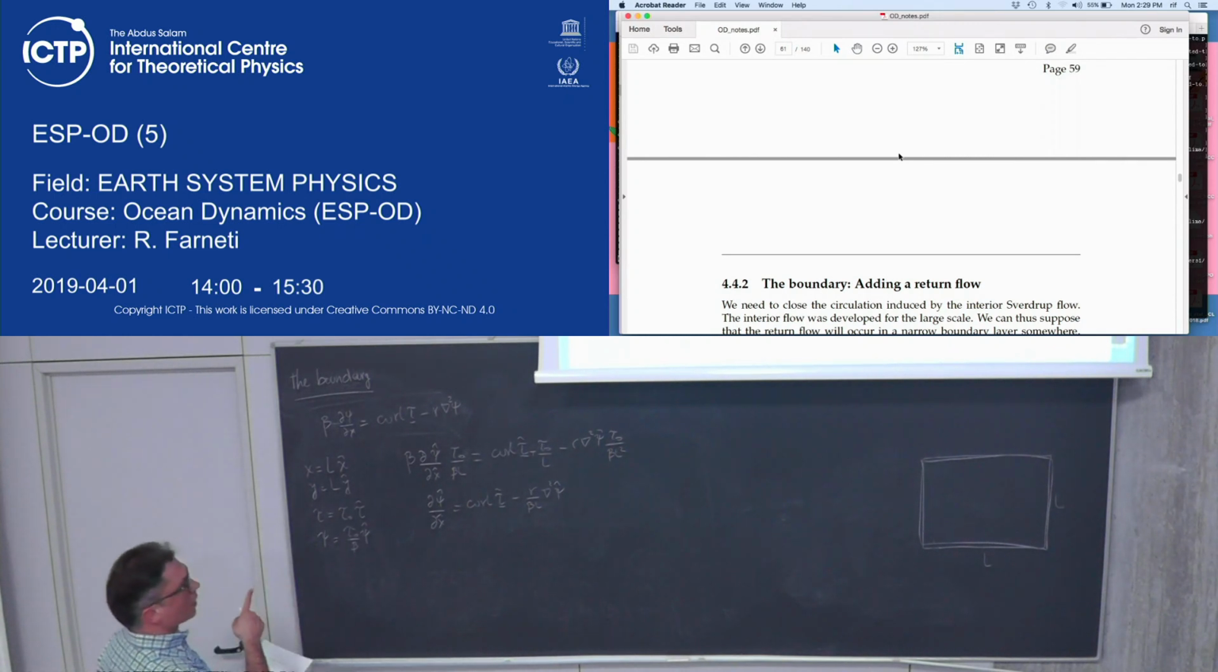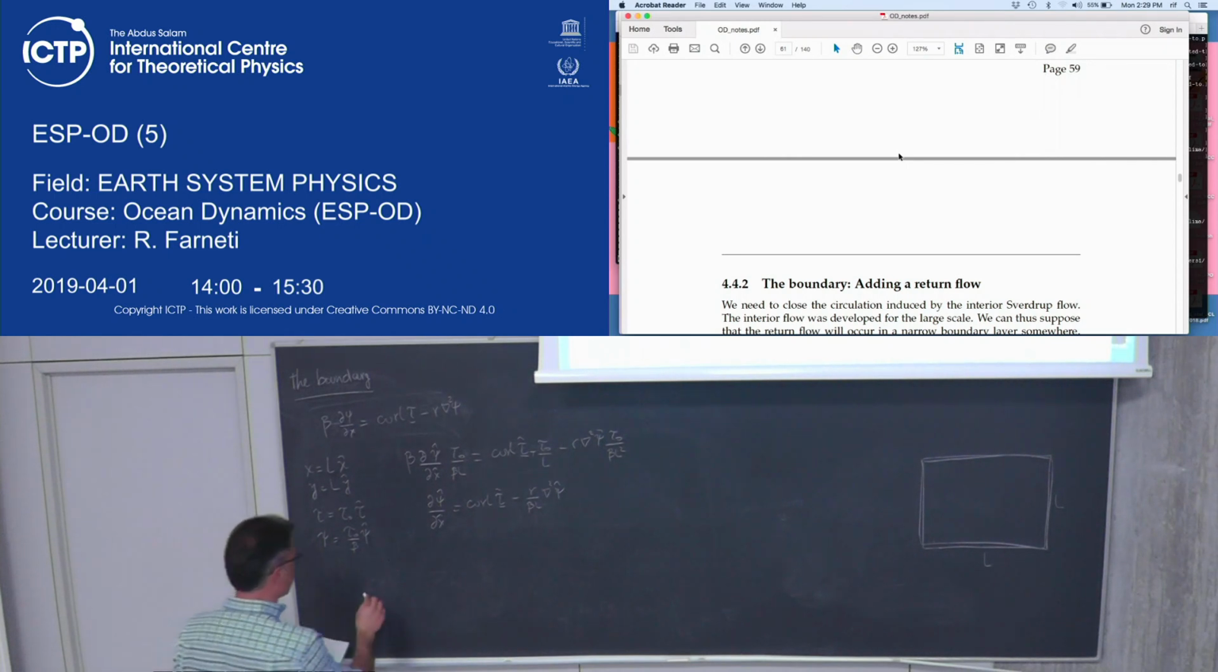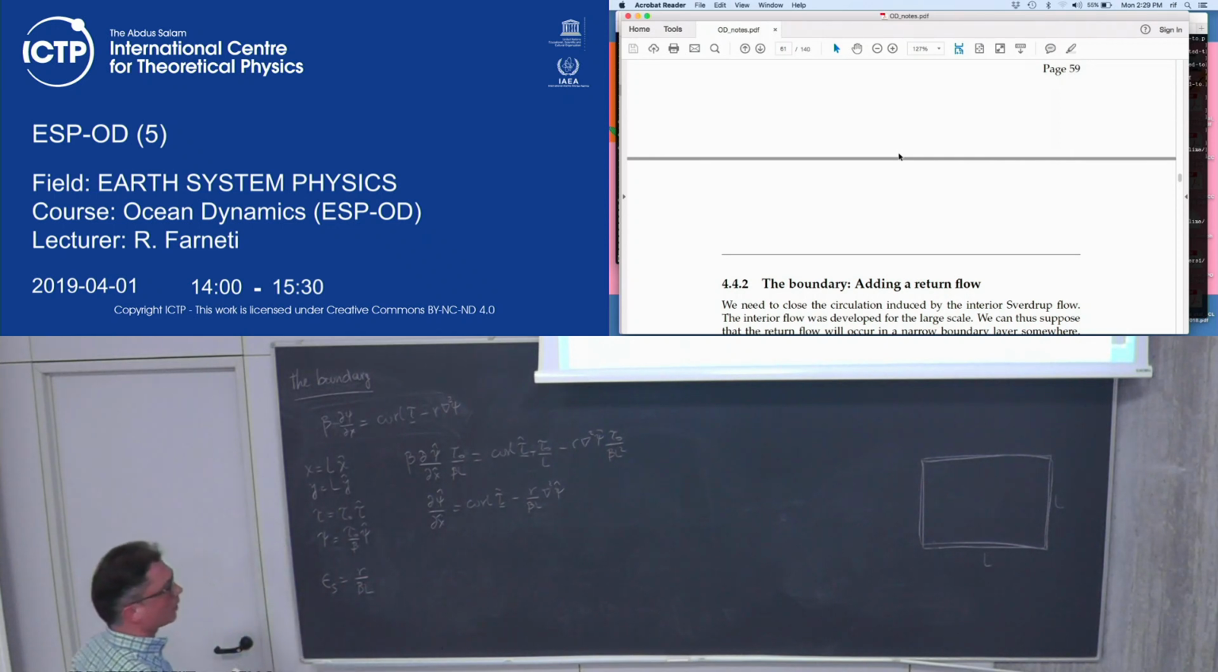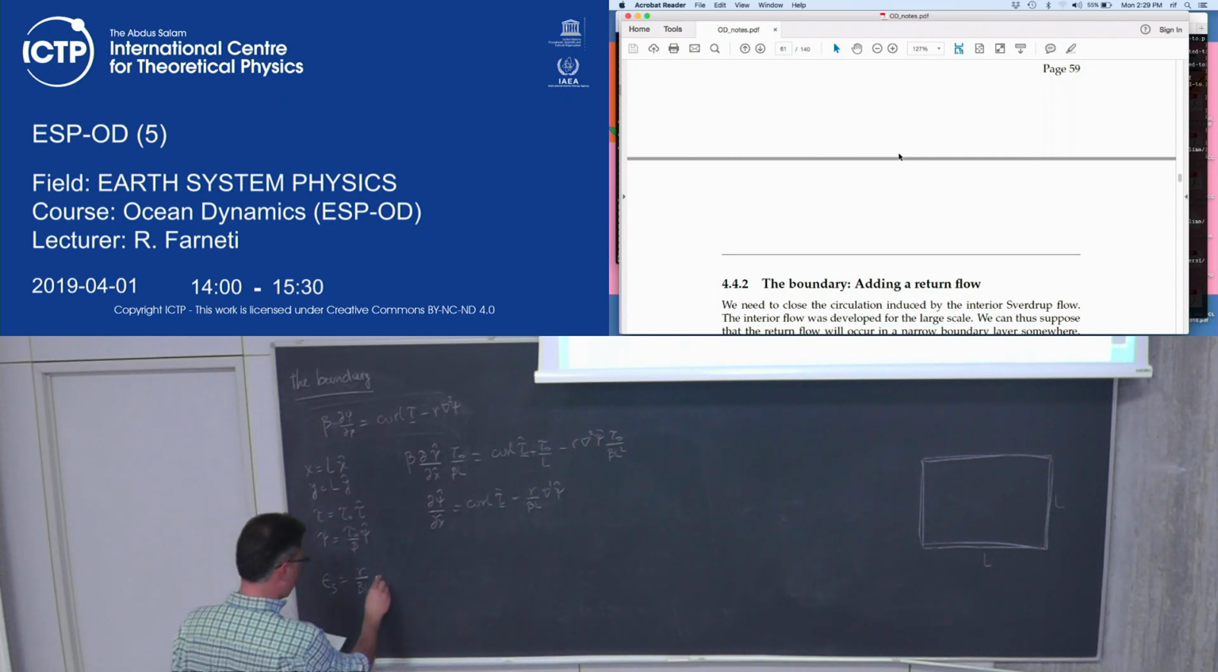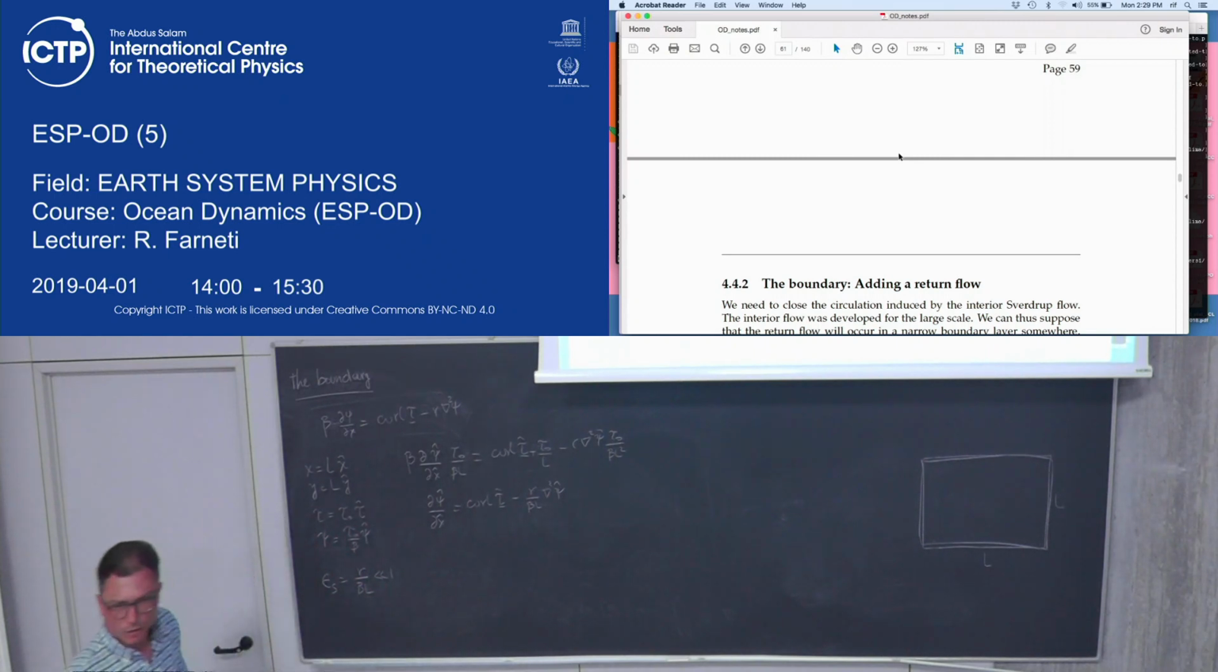Now we have a parameter that I cancel. It was that small parameter, epsilon, equal r over beta l. And we've said that this has to be much smaller than 1 in order to neglect frictional effects.